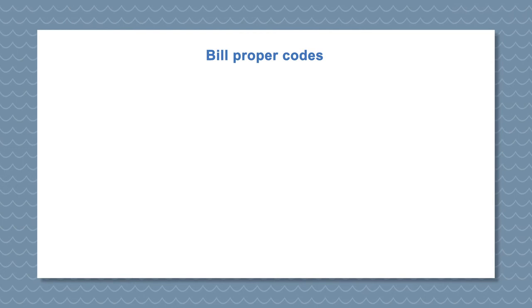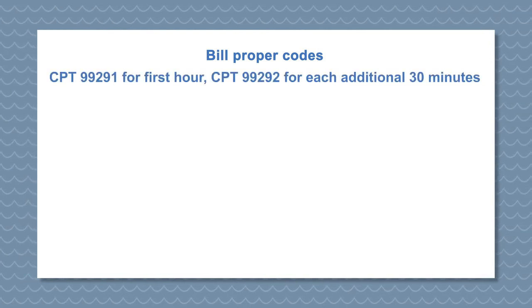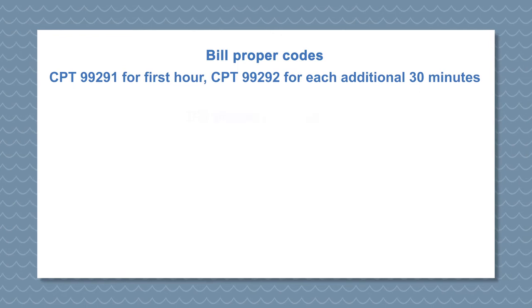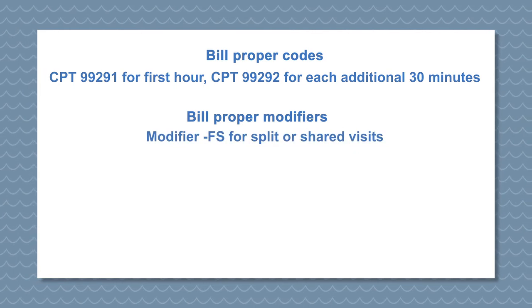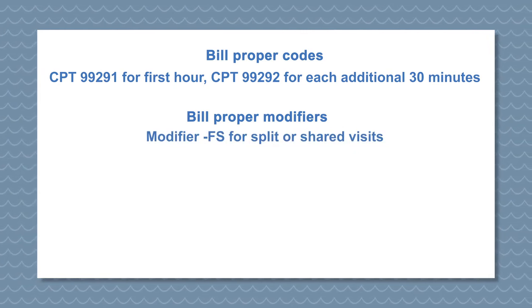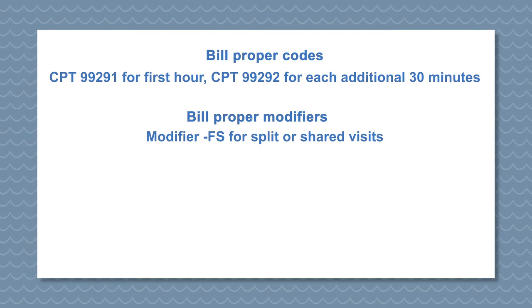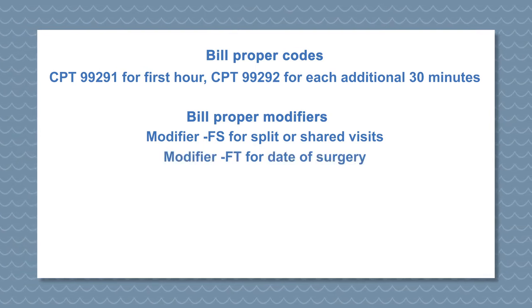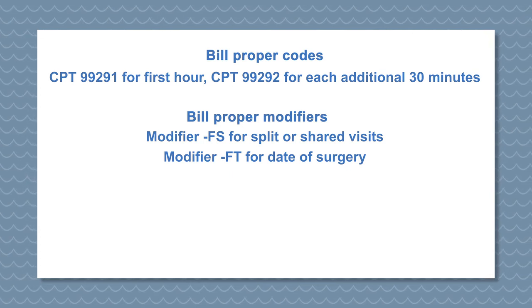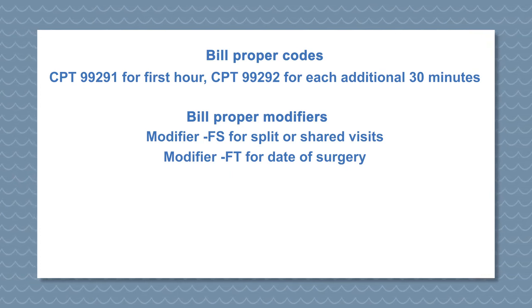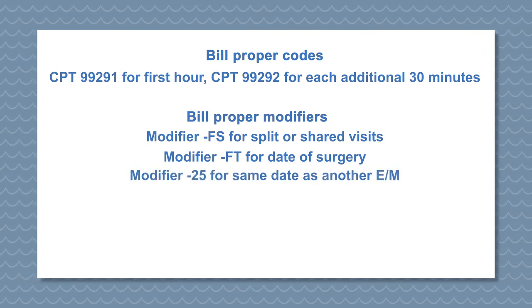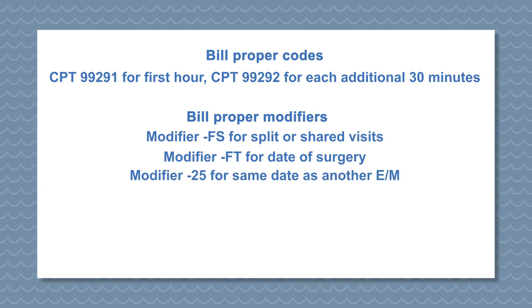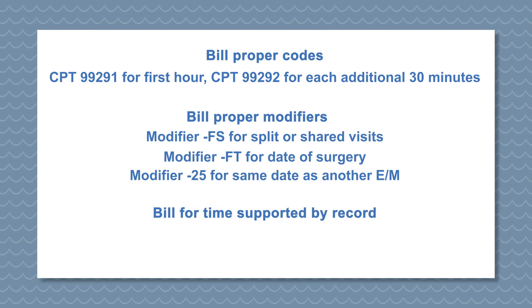A few pointers before we wrap up. Ensure your critical care claims are properly coded. The medical record should have the time documented for which you have billed. Bill your claims with proper modifiers. If billing split or shared critical care visits, include modifier FS with CPT code 99291. If billed during the global period of a surgery, include modifier FT with CPT code 99291. And if you bill critical care on the same date as another E&M service, bill modifier 25 on the critical care service if appropriate. Be sure your documentation supports the services and the time that's billed.